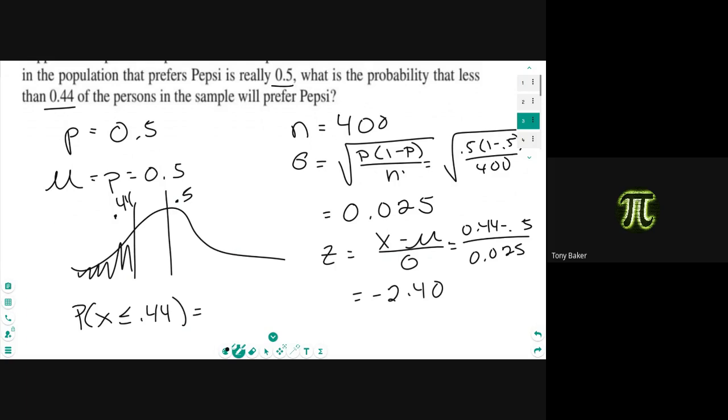All right, so negative 2.4. So we look at our Z table. Negative 2.40 is 0.0082. Is that right? There's no continuity correction. There is no continuity correction. Okay.